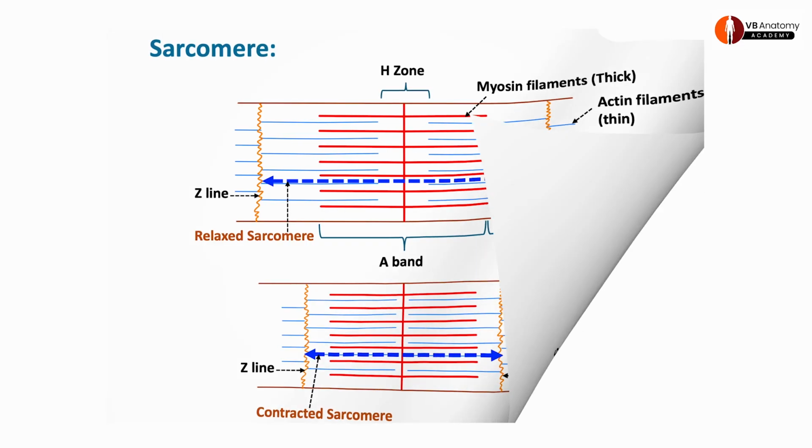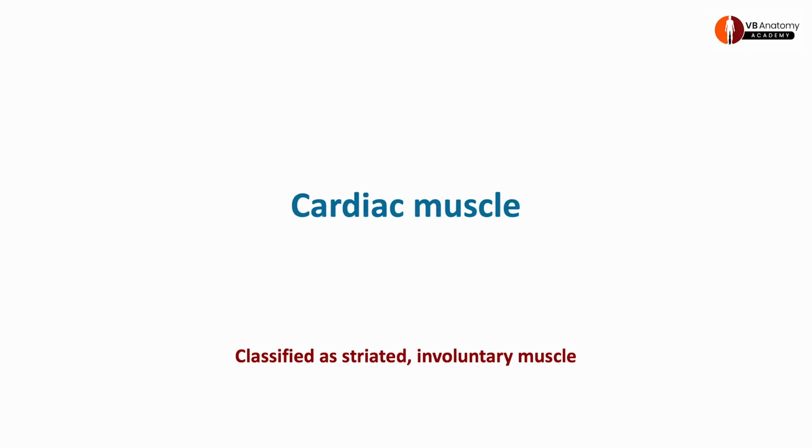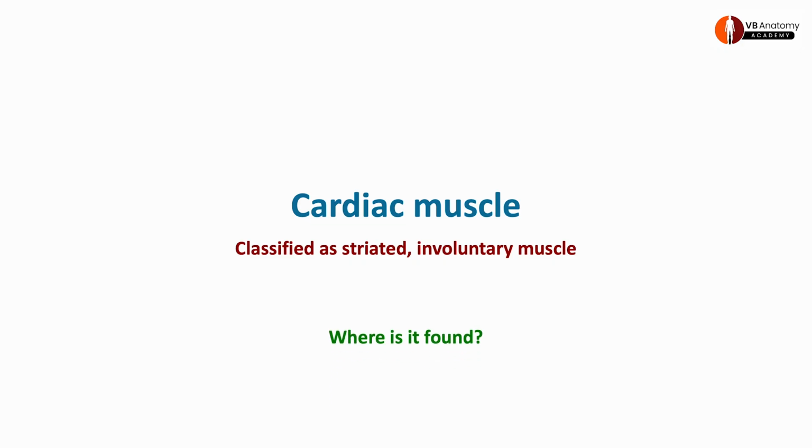Okay, let's now move on to the cardiac muscle. Cardiac muscle is striated involuntary. Remember, where is it found? It's found in the heart and sometimes a little bit in the proximal end of the pulmonary trunk. Let's begin to draw a diagram of cardiac muscle.